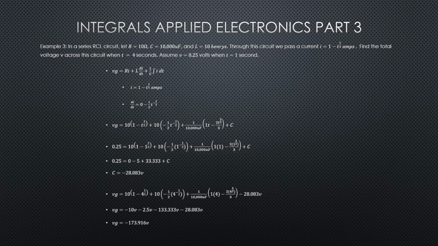Now that we know what C is, we can find the voltage Vg at t equals 4 seconds. So we're just going to put C in, negative 28.083 volts for C, and now we can substitute in 4 seconds for time. Do the math there, and we see that we get a Vg equal to negative 173.916 volts.